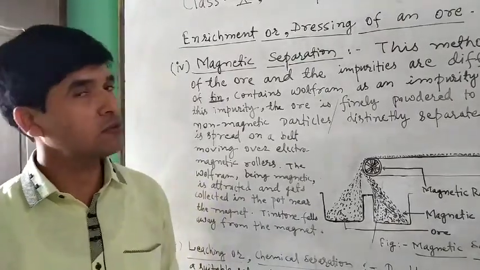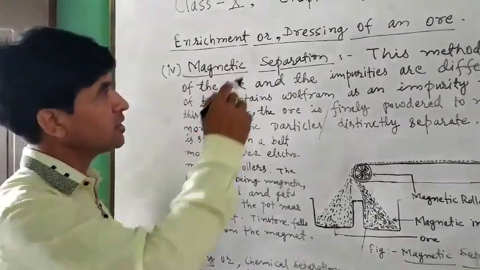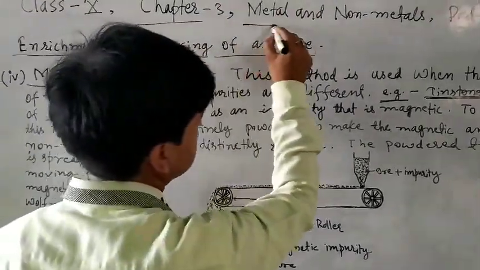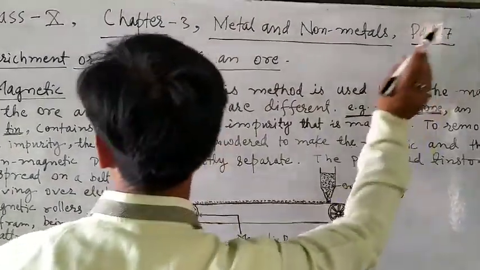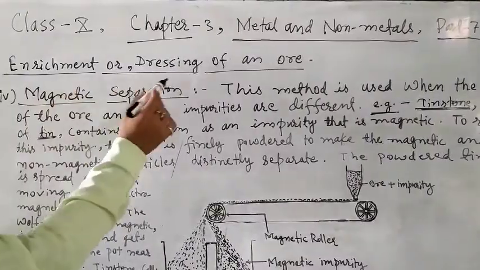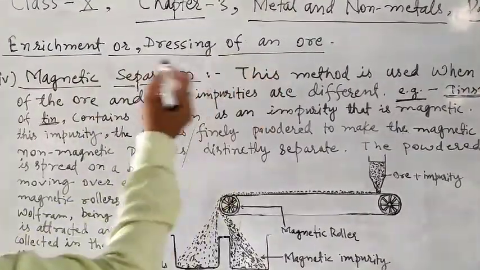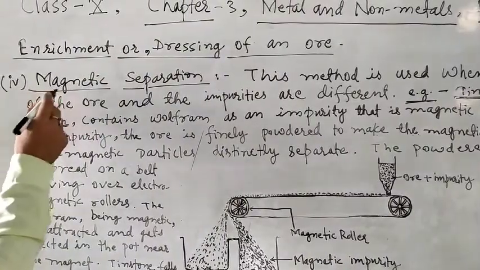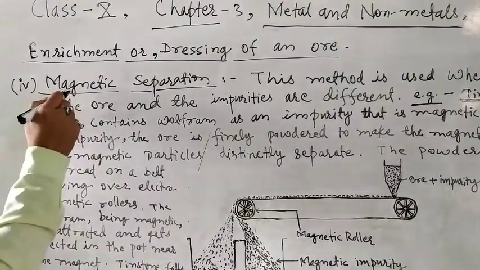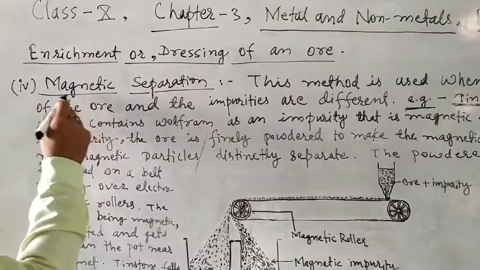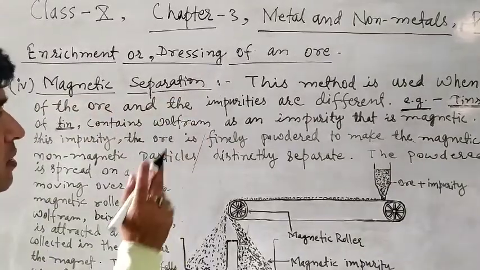Today I am going to explain Chapter 3, Metals and Non-Metals, part 7. Enrichment or dressing of an ore. The fourth method for dressing or enrichment of ore is magnetic separation.